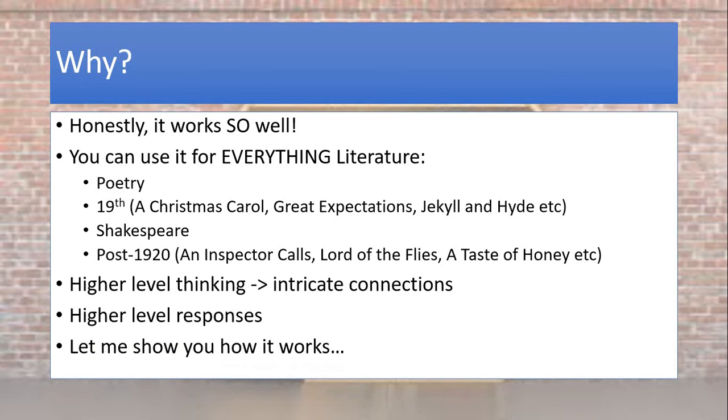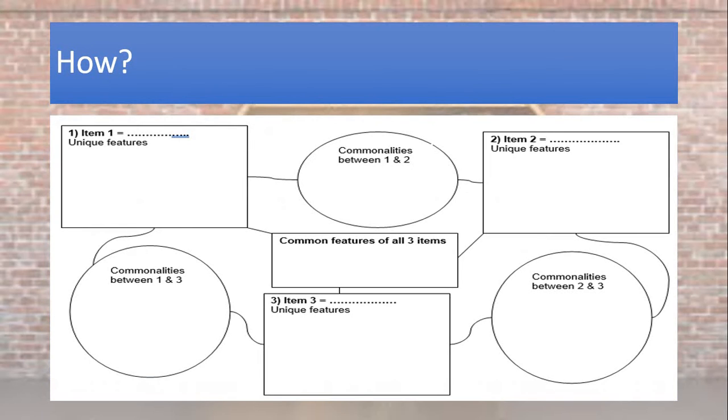So let's take a look at how this thing works at its most basic level. Okay, so what I should say before we begin is that although this template uses 3 items, you can adjust the number to 2 or to 4, etc. This tool is flexible to your revision needs. And items, when I talk about them, are just sections of texts or whole poems. Basically anything you can use to answer your literature question.